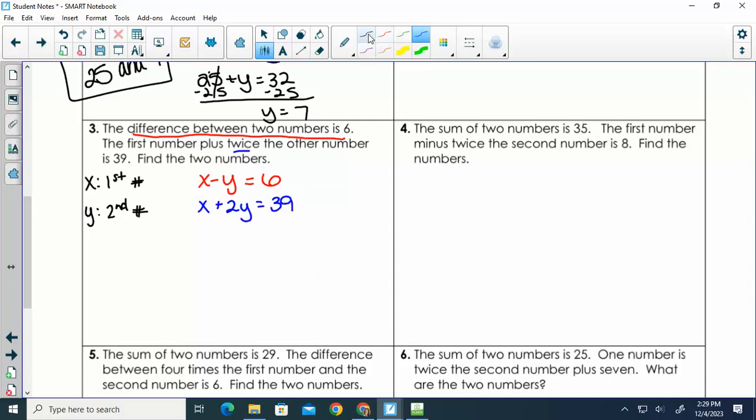All right, if I want to do elimination here, if I just add these, do they cancel right now? No. How can I make it so something will cancel? We can multiply by a negative. So if I took a negative through the first equation, so negative x and positive x, 1y plus 2y is 3y. Negative 6 plus 39 is 33. So y is 11.